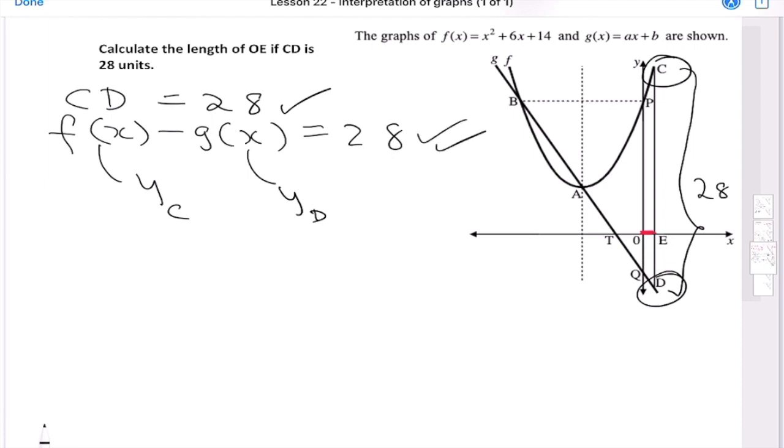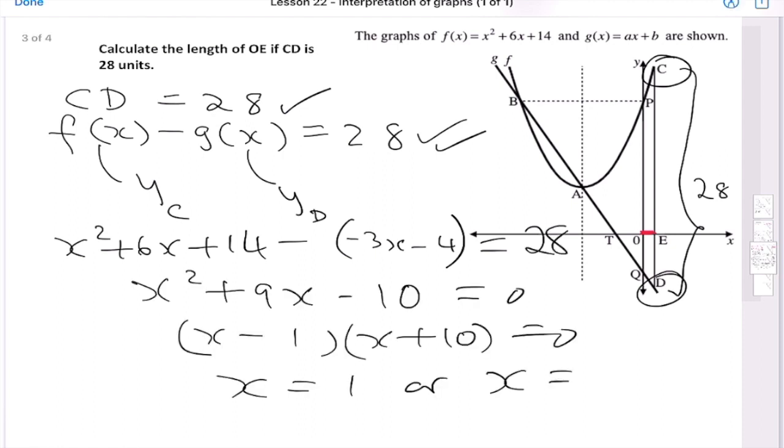Now, F of X is given as X squared plus 6X plus 14. If we subtract G of X, which we know now G of X is negative 3X minus 4, that should give us 28. Now solve that, you get X is equal to 1, or X is equal to negative 10.